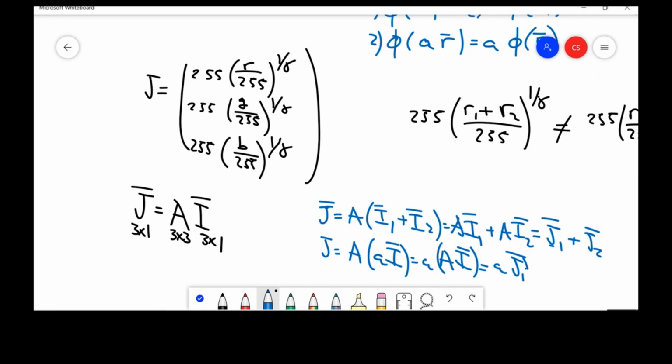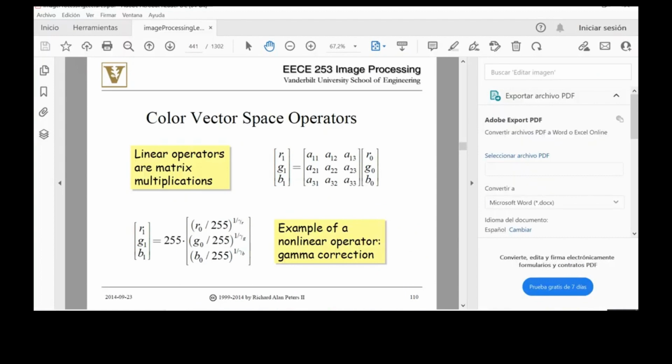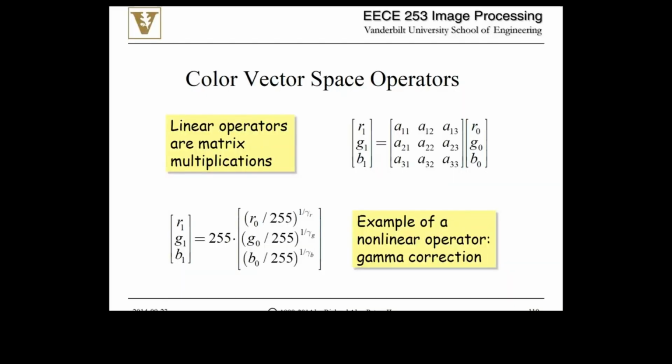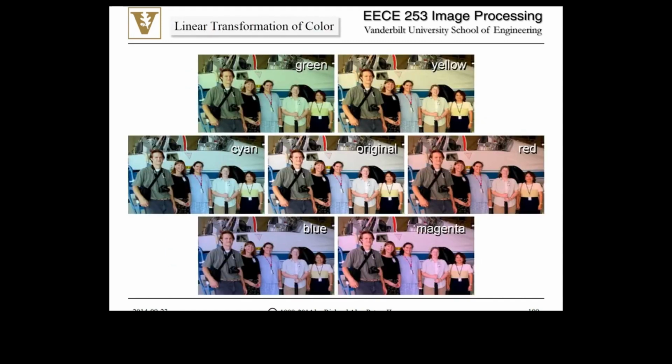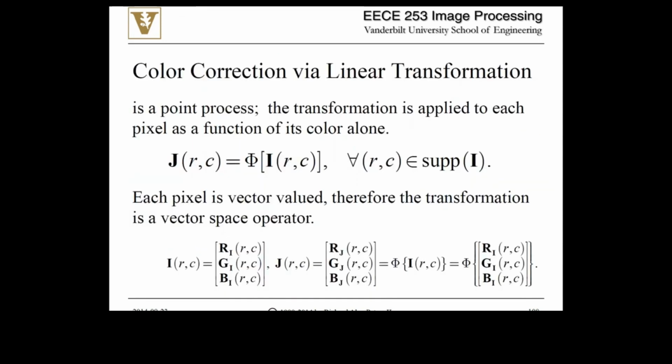So this transformation is non-linear, this transformation is linear. But in general, both are transformations, so both follow this pattern. You take an input image, you apply some transformation that is well defined, and then you have an output.